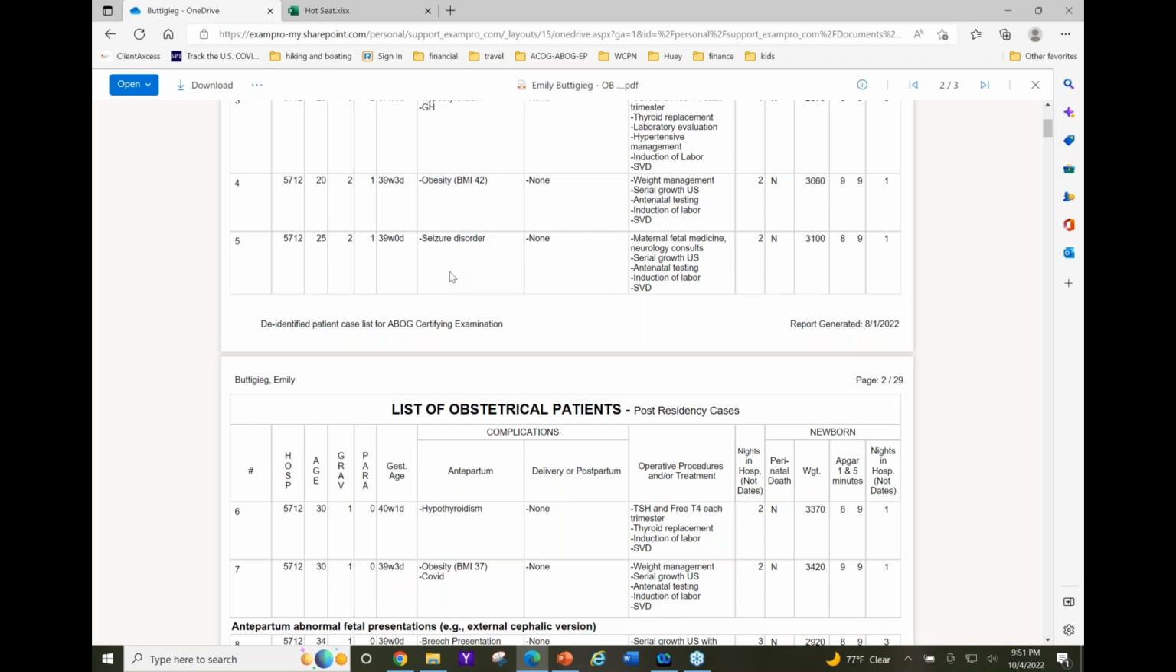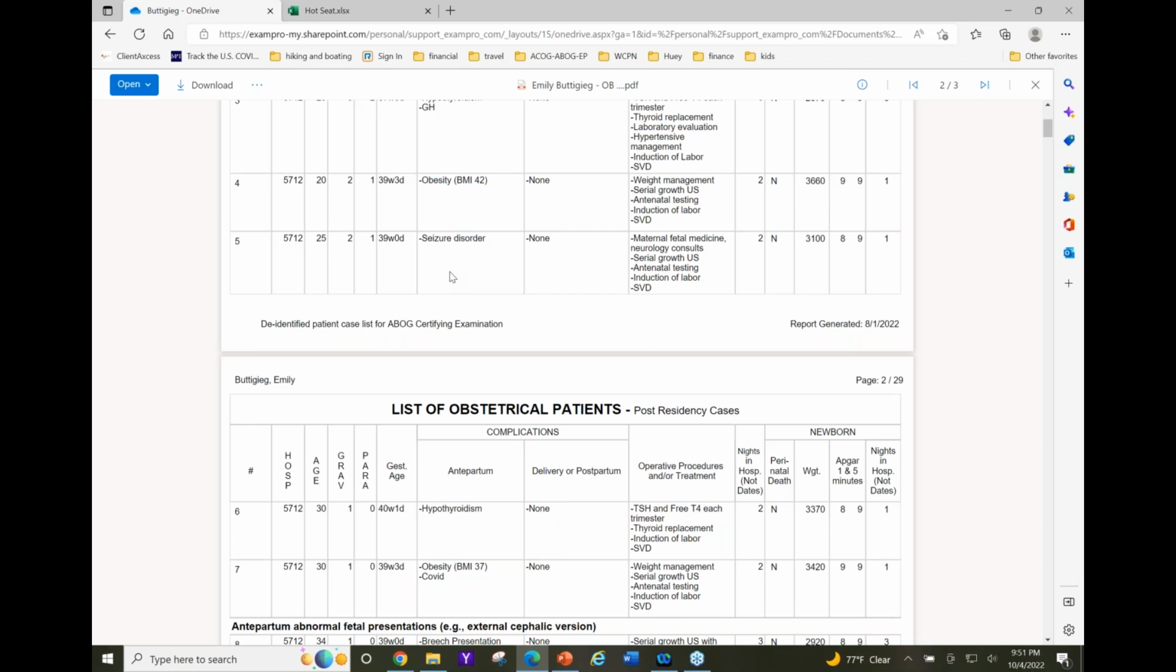Do you have a preference about what medication they're on? As long as they're on one that's not teratogenic and they're having good symptom control on that, the preference would be to stay on what they're currently on. Do you have any idea what this patient was on? She, I believe, was on Keppra.